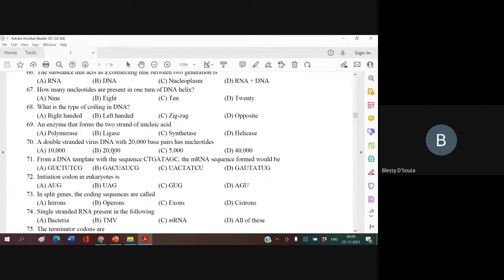C. 67? C. Who is telling this? Plexi, sir. Sharon? Sir, deer. 67. Answer is 20. Why? Because they have not asked the base pair. How many nucleotides are present in one turn of DNA helix? 10 base pairs. How many nucleotides in each base pair? 2. 2 into 10, 20.